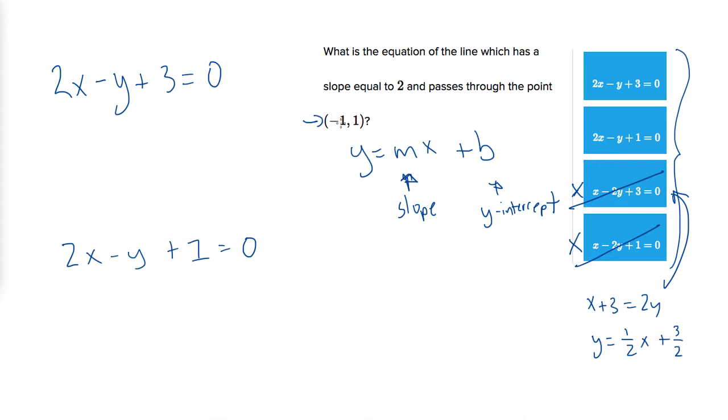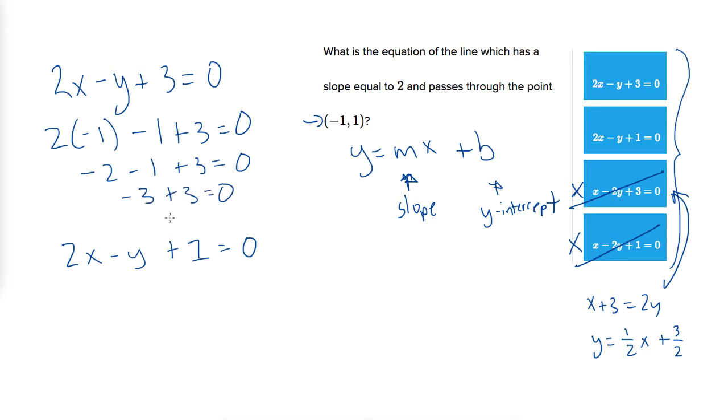All right, so we're going to plug in -1 for x, so 2 times -1 minus 1, which we substitute in for y, plus 3 equals 0. That gives us -2 minus 1 plus 3 equals 0, which is -3 plus 3 equals 0. 0 equals 0. That is a true statement. That means if you substitute this point in, the equation remains true, and it is in fact a point on the line. So this is our correct answer choice.